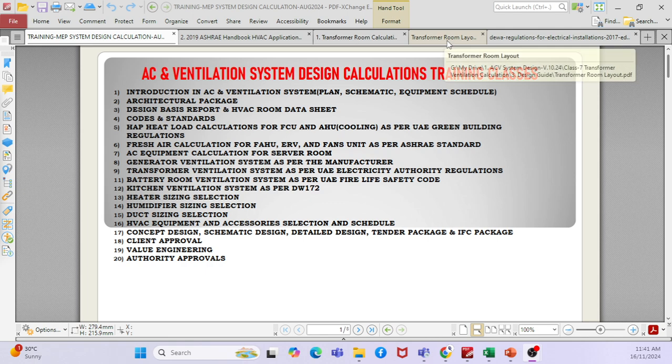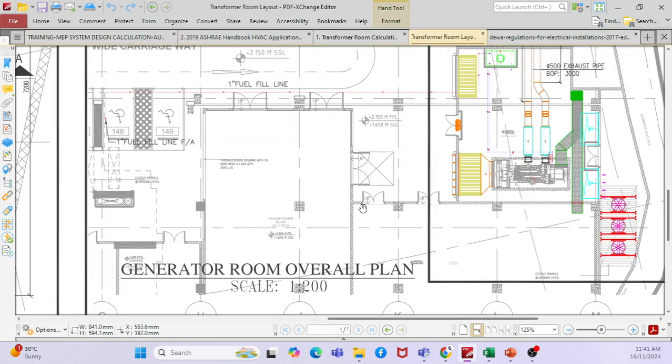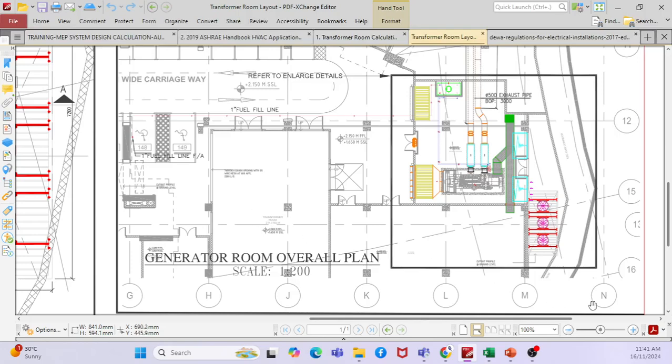If you go to one of the room layouts, as I explained last week during the generator, normally the power comes from the authority, goes to the HV room, and from the HV room it goes to the LV room via the transformer, right? That is basically by means of the authority. Then from the LV room the power will be distributed to the SMDB, MDB, or DB level, inside your building.